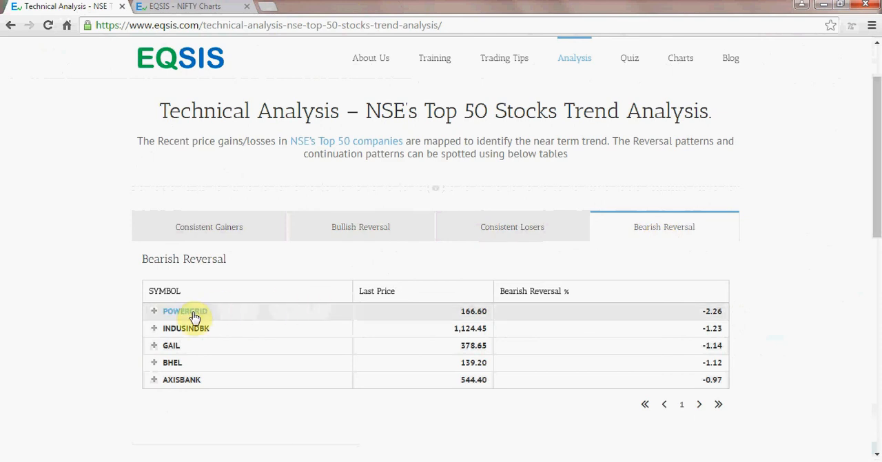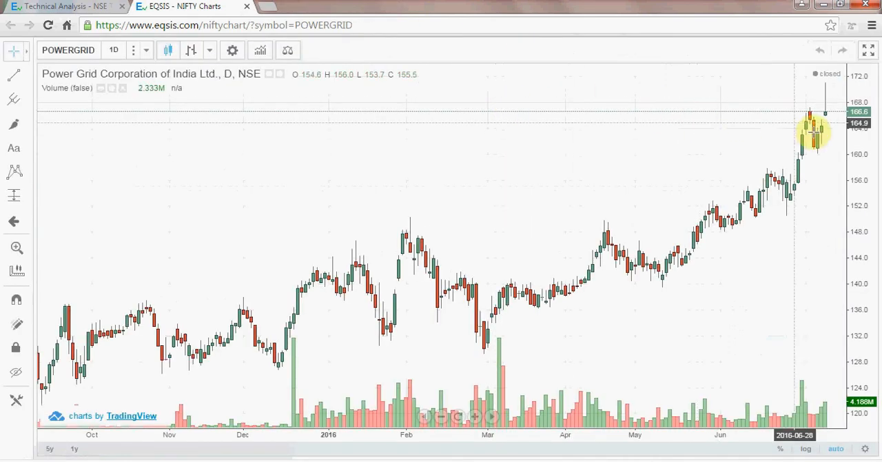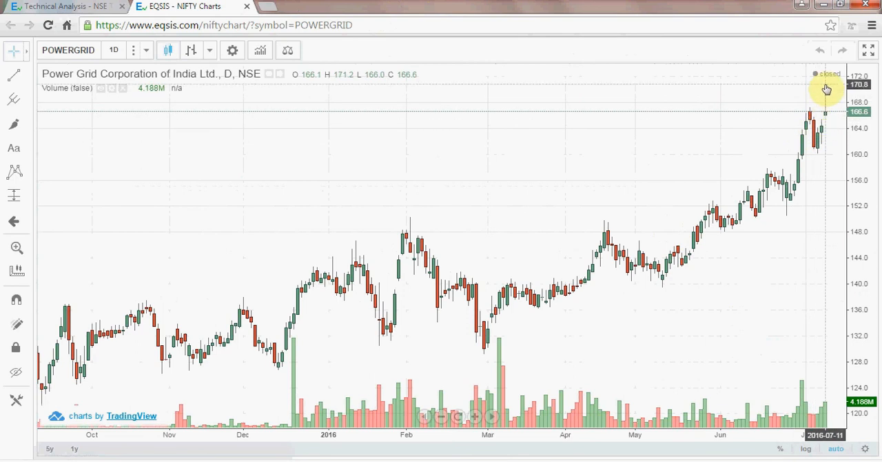Let's study one example, Power Grid. Let's open this Power Grid. Okay, it is going to open a chart for me here. I think it's loaded. Look at this, interesting. This stock managed to witness a bullish move from 150 up to 160, 164. Yesterday it opened high here and traveled all the way to 170, but the price witnessed a correction and it settled at 166. Look at this from the high.